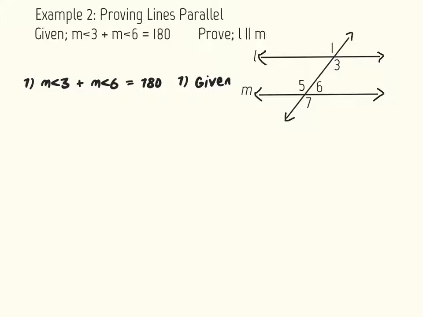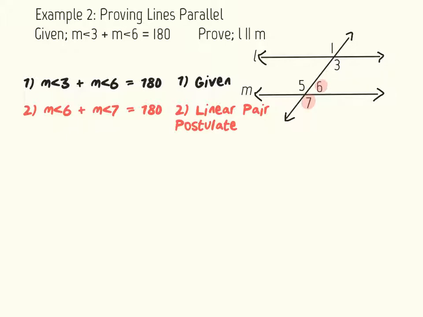The next part is where we could do a couple different things. But what I'm going to look at is, if I look at 6 and 7, those form a linear pair. And if they form a linear pair, then they are supplementary. So I'm going to go that direction next. The measure of angle 6 plus the measure of angle 7 equals 180 by the linear pair postulate, or the definition of supplementary angles. Now next I have two things that are set equal to 180 degrees.